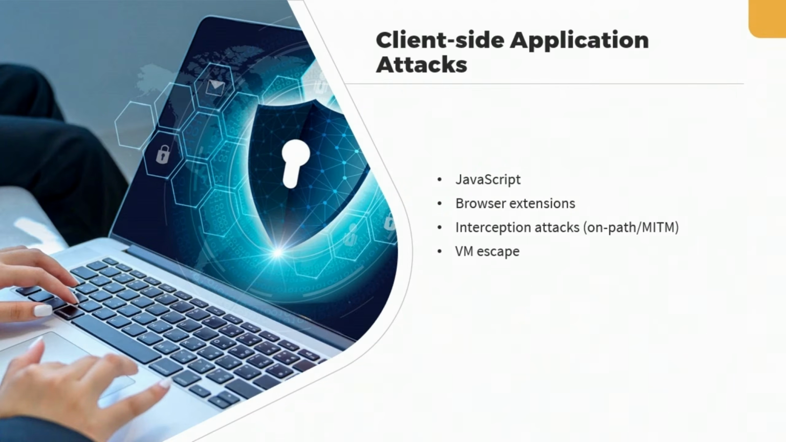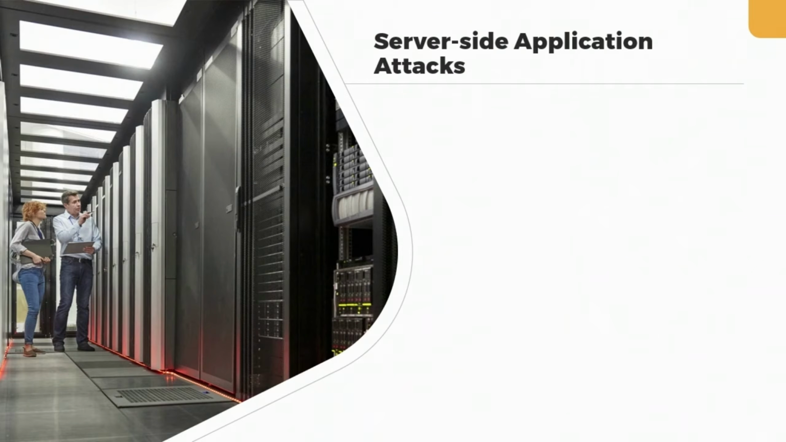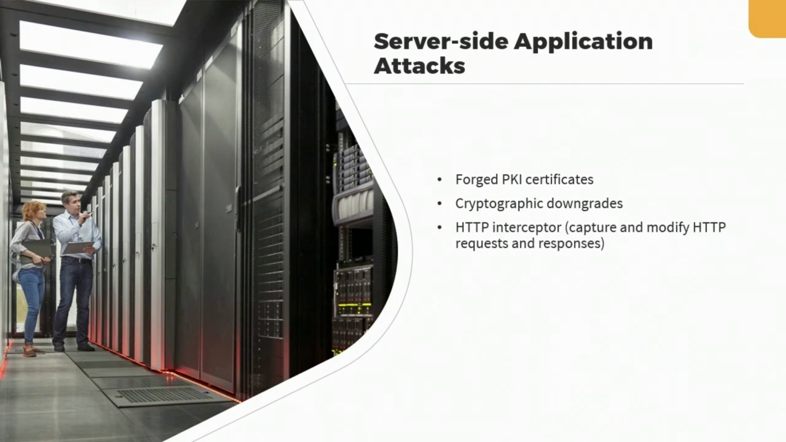Now, another type of attack is the virtual machine escape attack. Generally speaking, if a virtual machine is compromised, it is difficult for an attacker to break out of it to the underlying hypervisor operating system running the virtual machine. It's remotely possible, but it's remote. And of course, we know that there are server-side application attacks like forged certificates and cryptographic downgrades. HTTP interception can be considered a server-side attack if it's perhaps capturing something sent from the server to the client as a response.